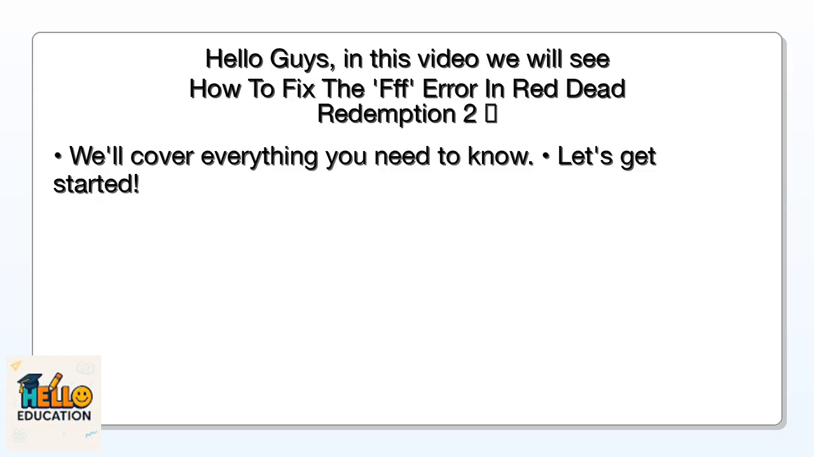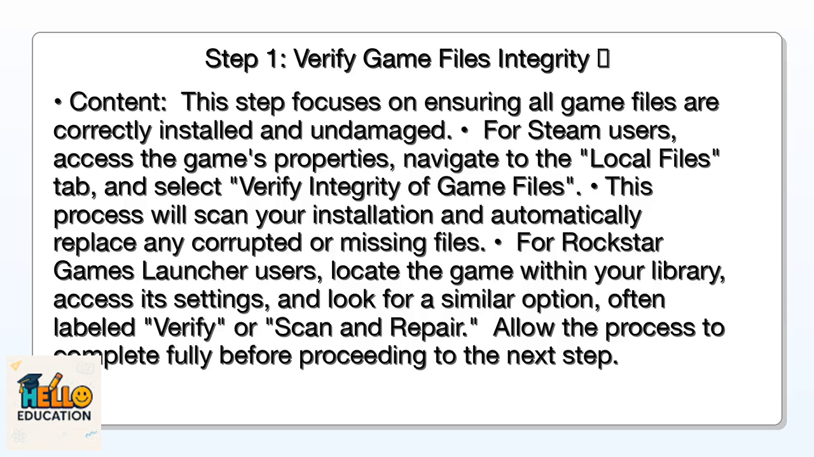Let's get started. Step: verify game files integrity. This step focuses on ensuring all game files are correctly installed and undamaged. For Steam users, access the game's properties, navigate to the Local Files tab and select Verify Integrity of Game Files. This process will scan your installation and automatically replace any corrupted or missing files.